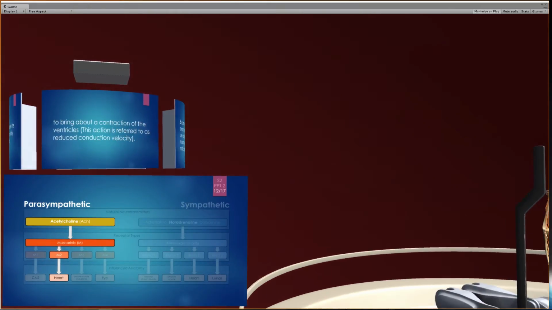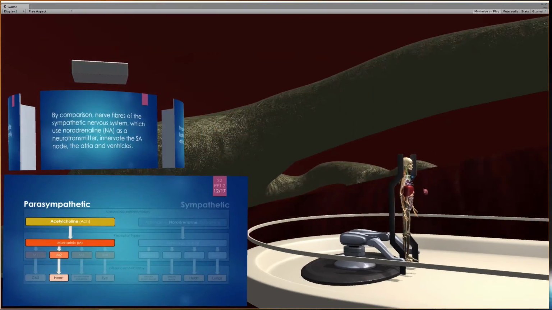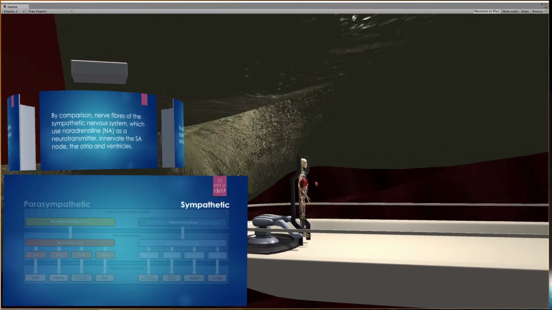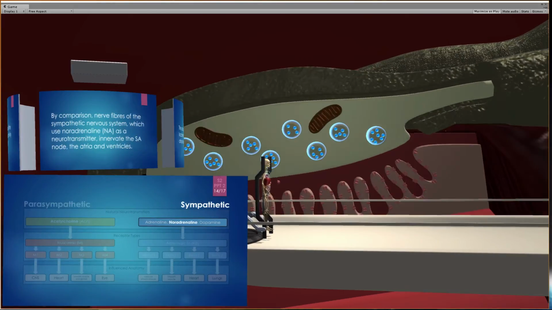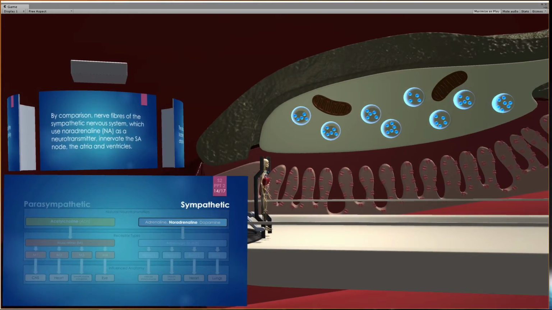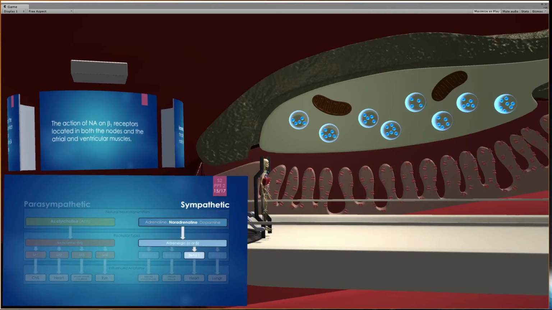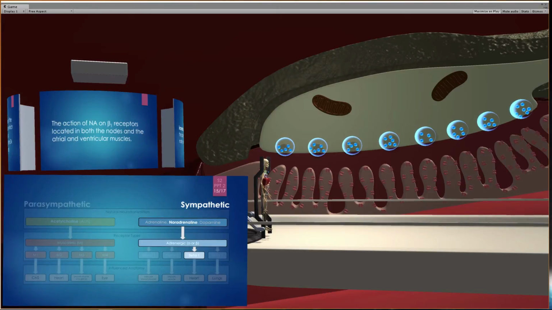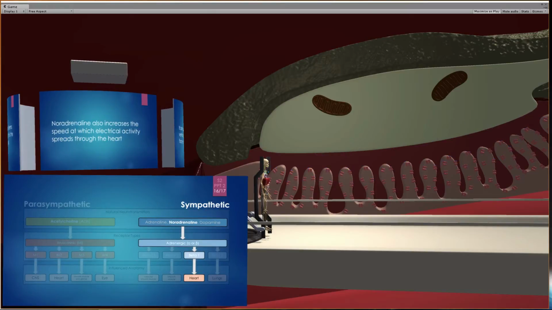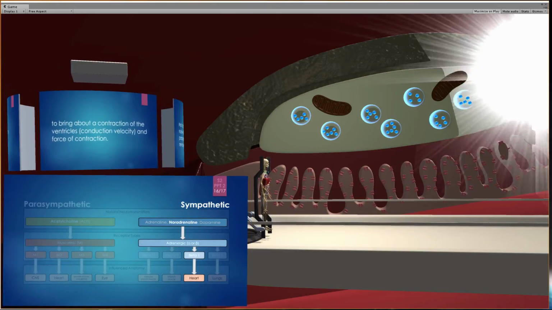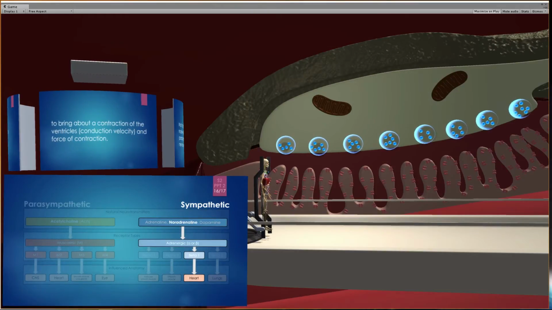By comparison, nerve fibers of the sympathetic nervous system, which use noradrenaline as a neurotransmitter, innervate the SA node, the atria, and ventricles. The action of noradrenaline on B1 receptors, located in both the nodes and the atrial and ventricular muscles, increases heart rate and increases the spontaneous firing of the SA node, known as automaticity. Noradrenaline also increases the speed at which electrical activity spreads through the heart to bring about a contraction of the ventricles, conduction velocity, and force of contraction.